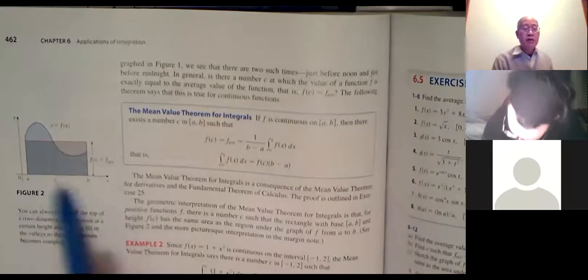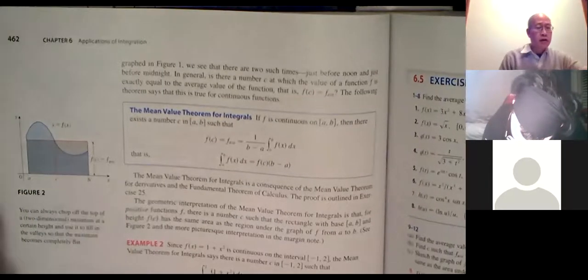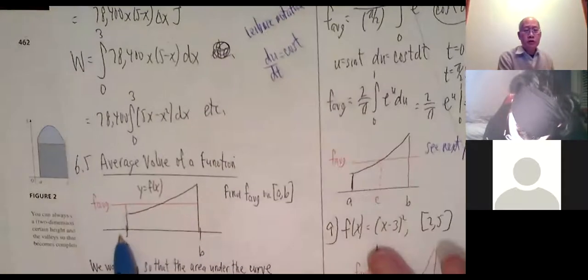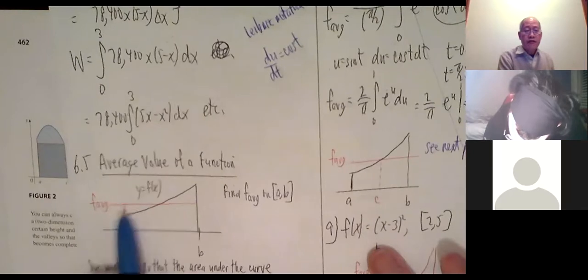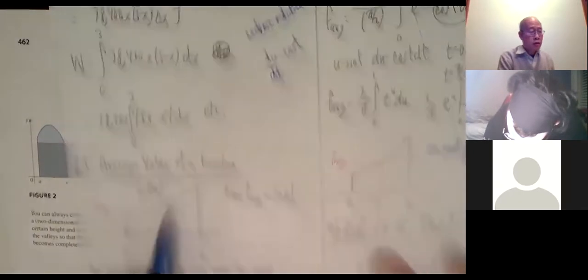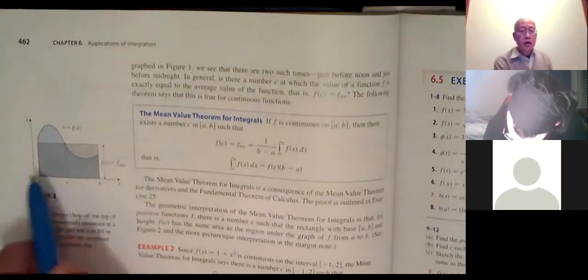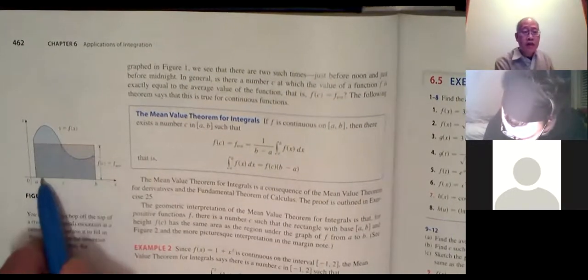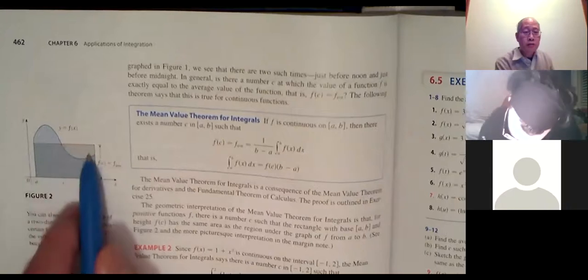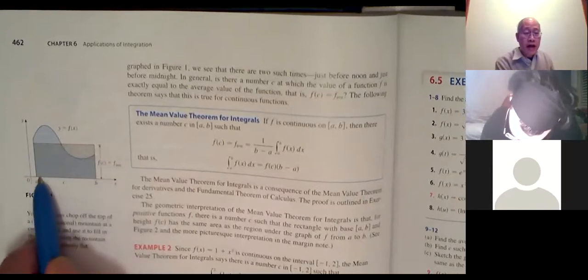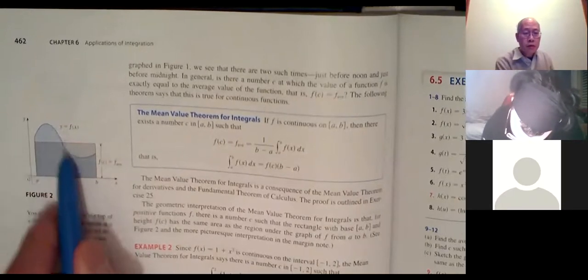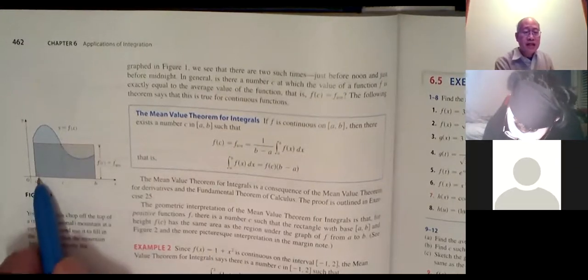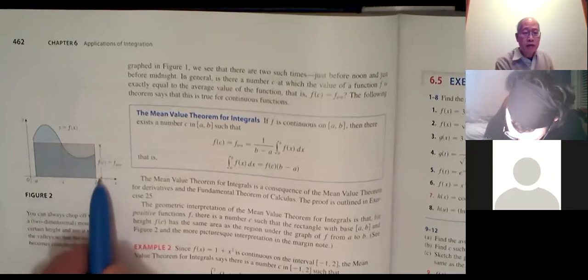So here's a picture, sort of like what I had. I was showing you, right? Here's f average. Here's a similar picture. They're showing you this is the average value. So if you take the area under this curve, okay, I'll trace it again, that up, curve down, that has a certain area. It's the same as the area of that rectangle.